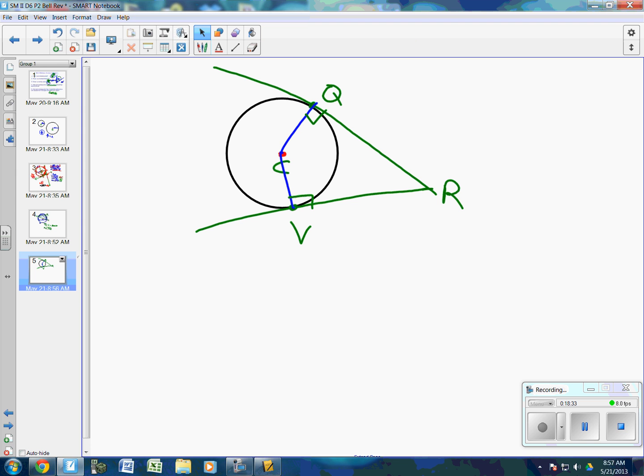Actually, I was going to ask you guys a question. What's the measure of angle CQR? It's 90. Every radius drawn to a point of tangency is 90 degrees, right? What's the measure of angle QCV, the central angle? QCV, when you know, raise your hand. Raise your hand. 54 degrees, sorry. That's supposed to say 54 degrees.